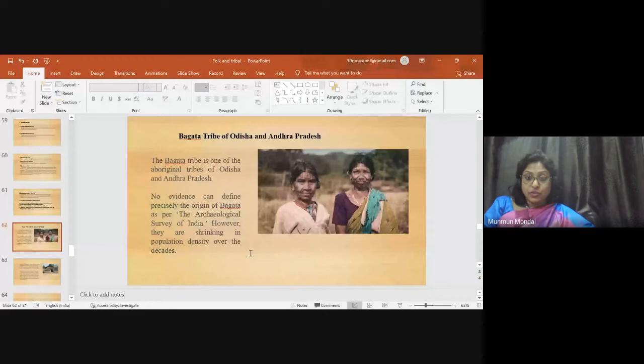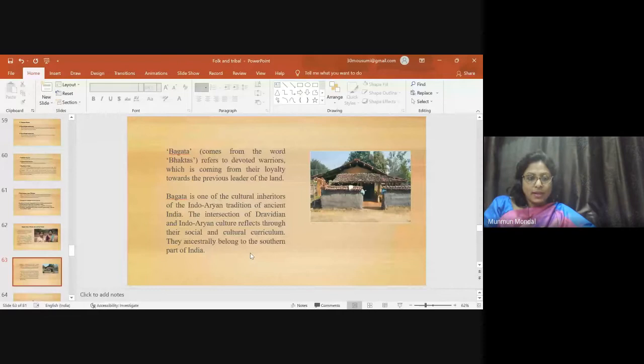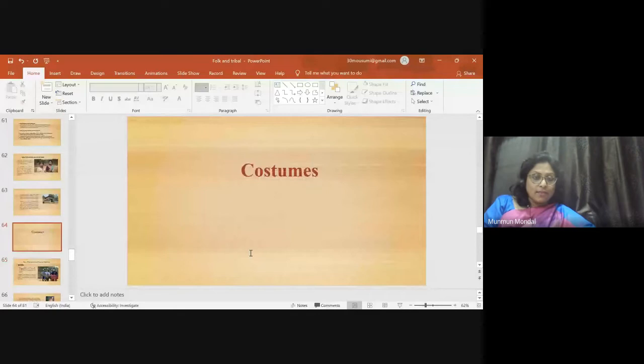Bagada comes from the word Bhaktas, which refers to devoted warriors, coming from their loyalty towards the previous leader of the land. And Bagada is one of the cultural inheritors of the Indo-Aryan tradition of ancient India. So with this tribe, we're moving to the costumes very quickly. We don't have much time, I think.